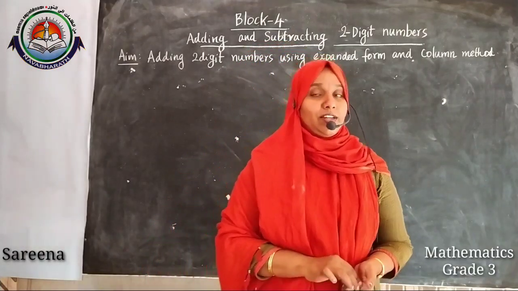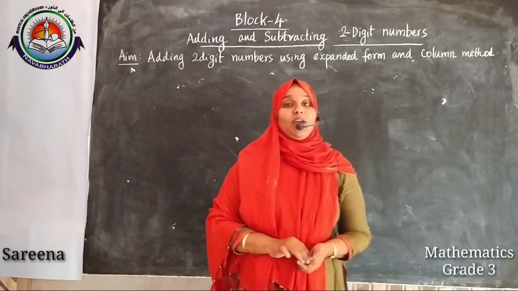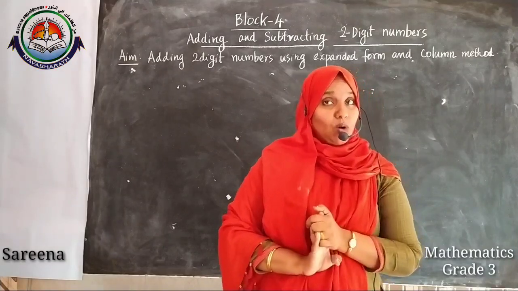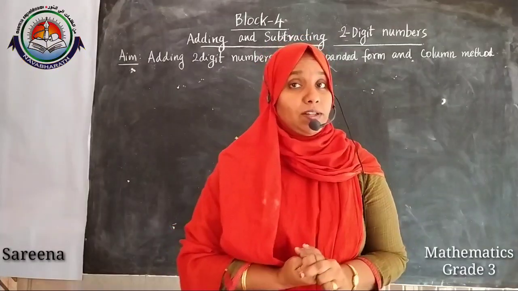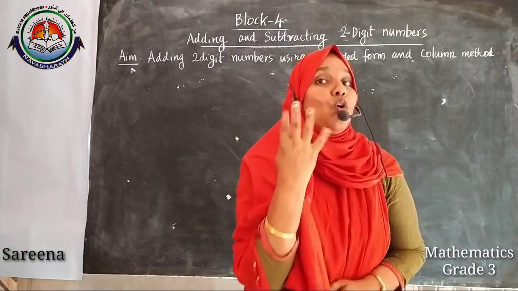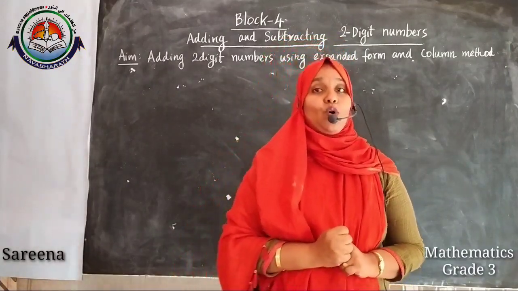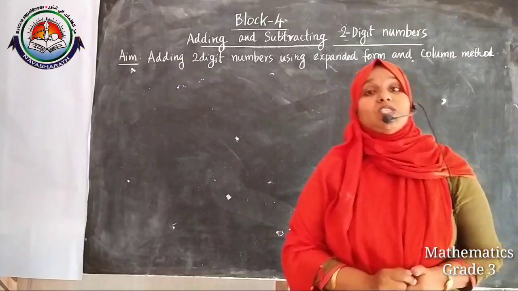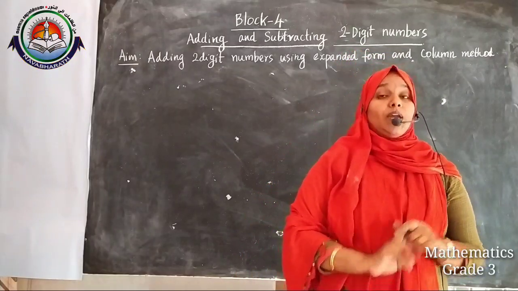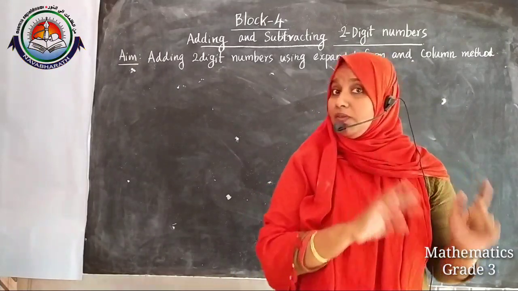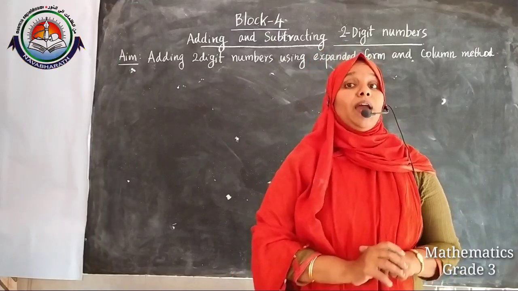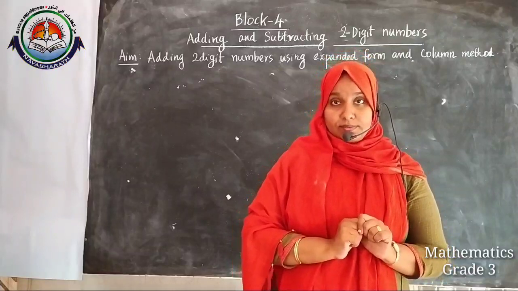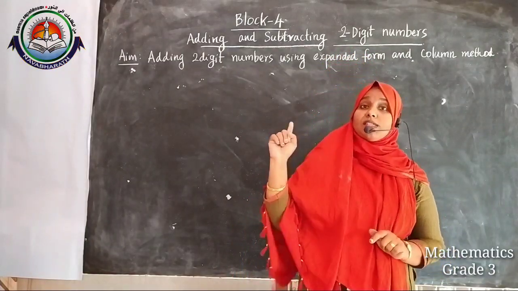Taken? Ready. Today we are going to learn a new block. What is the block? It's block 4, adding and subtracting 2-digit numbers. In our previous block, block 3, we learned adding and subtracting using a hundreds chart. This is another method.